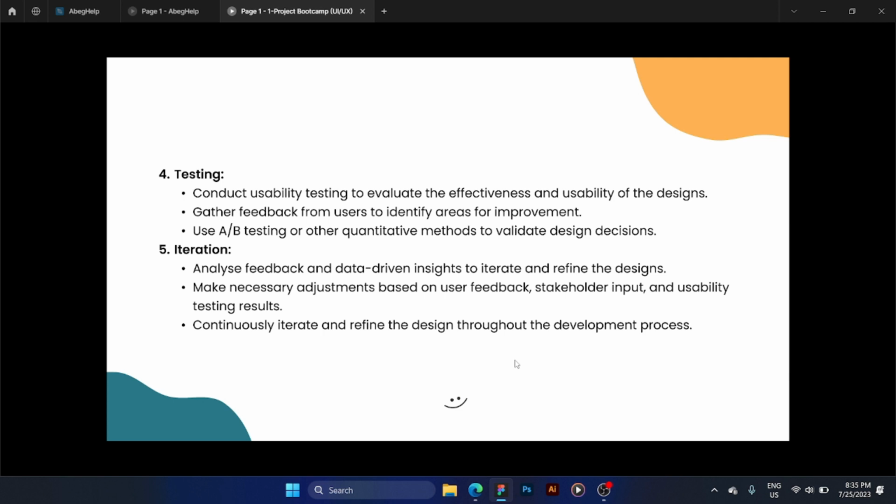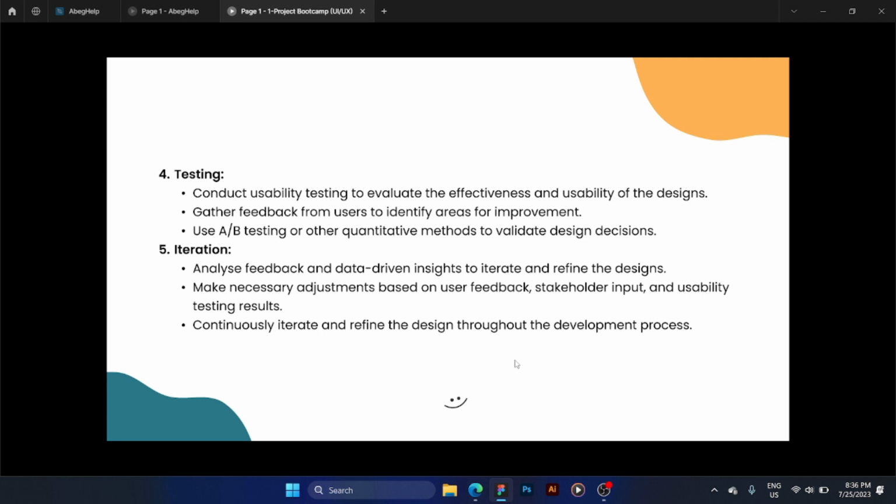So we also make necessary adjustments based on user feedback, stakeholder input, and usability testing. Another thing we do is continuously iterate and refine the design throughout the development process. So that's everything. Even from the word iteration, it's a continuous thing, something that is looping, something that keeps going around in a circle. So the ideas you have gotten, you try to work them out, test again, test again, till everything is perfect.